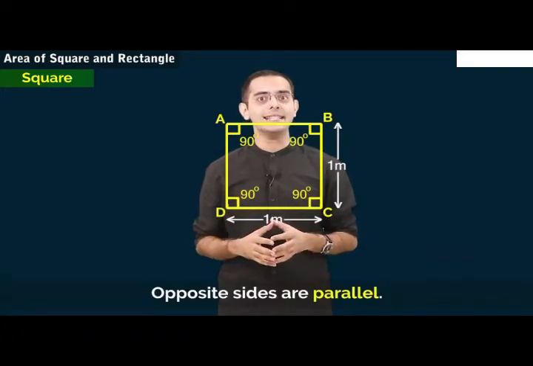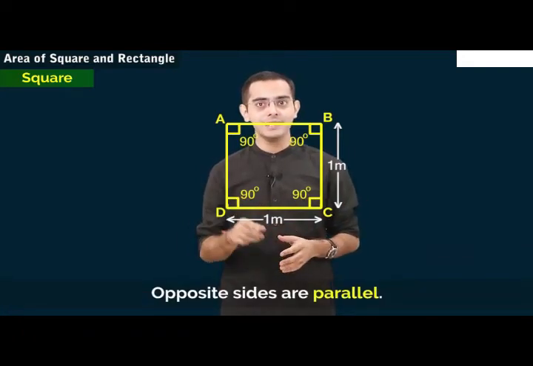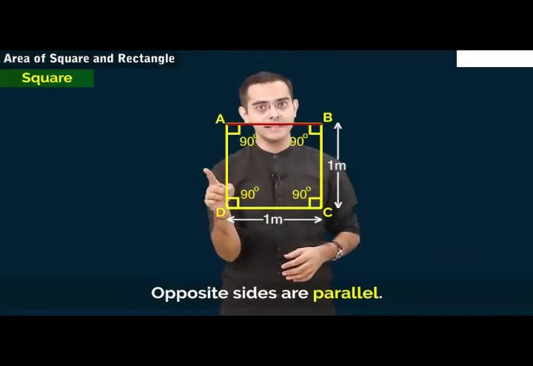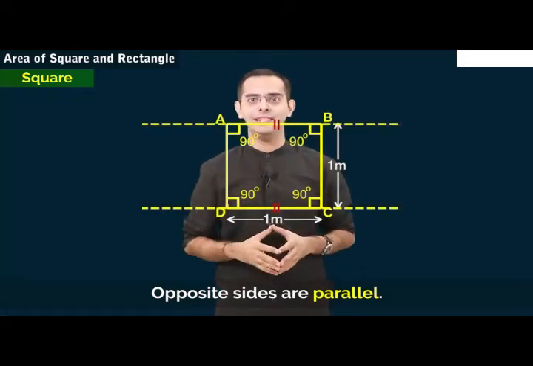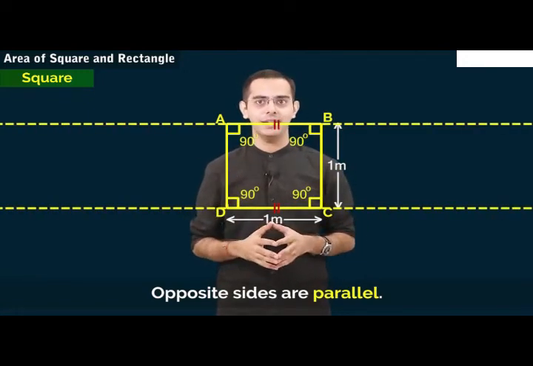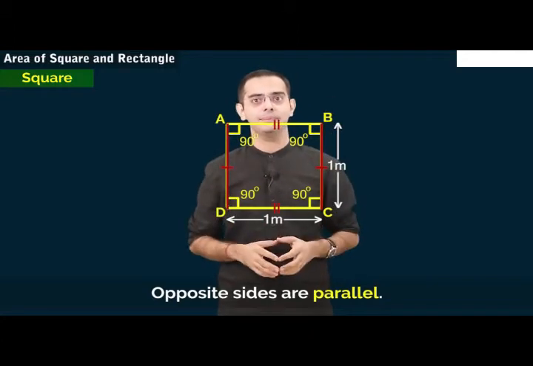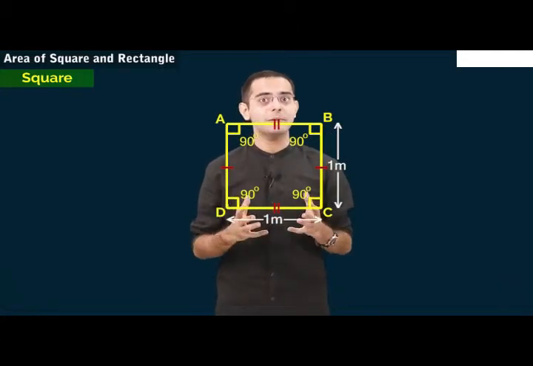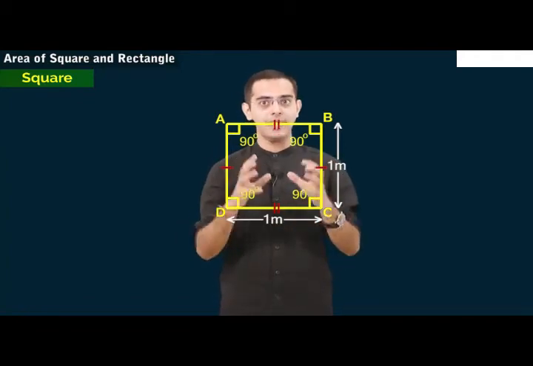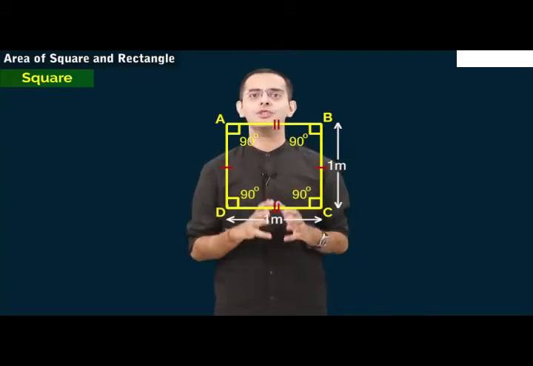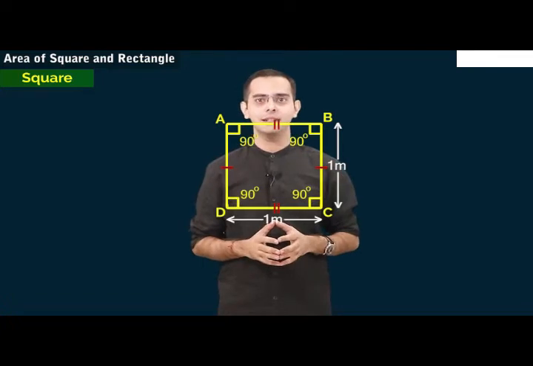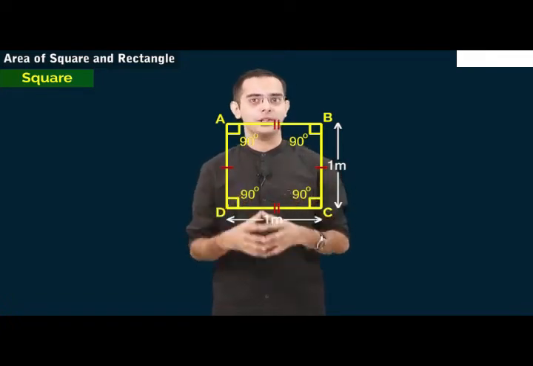Now the opposite sides are parallel in nature. That is, your AB is parallel to CD, and they're never going to meet each other at any point. And similar is the case with the sides AD and BC. Also, the distance between any two parallel sides of the square will always be equal throughout the length of these lines. And now we are coming to one more property of the square.